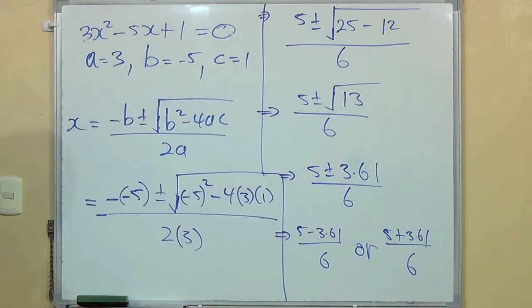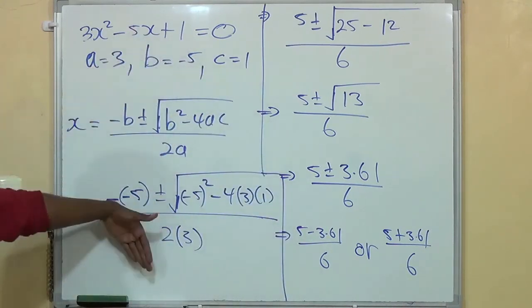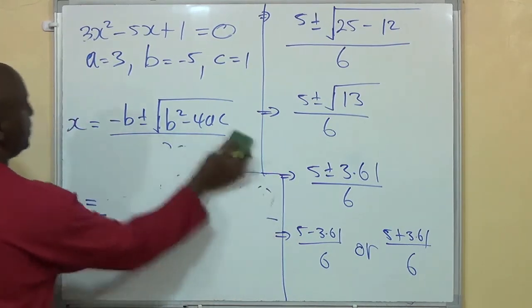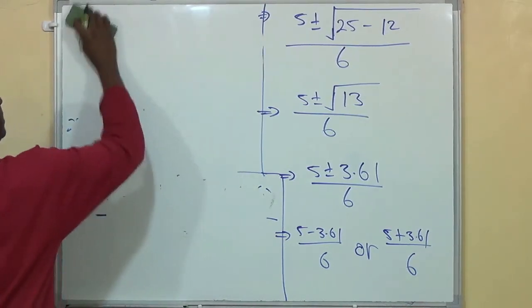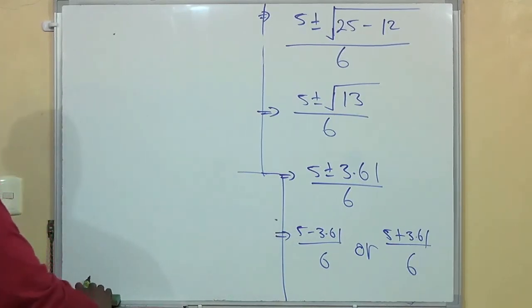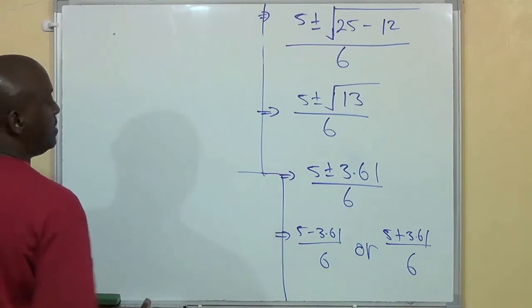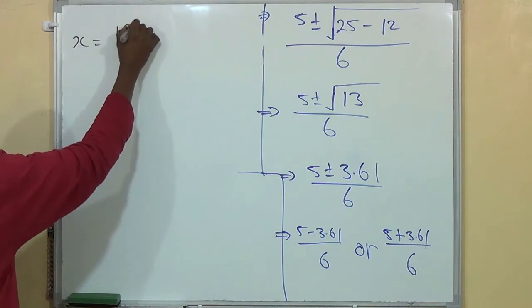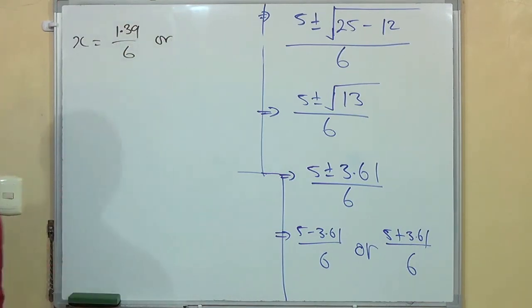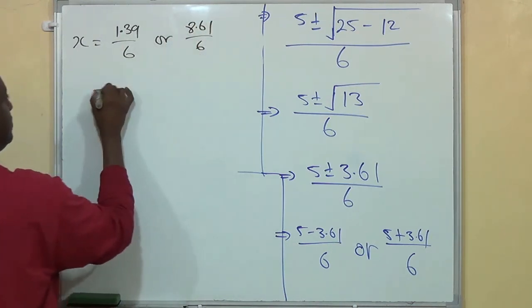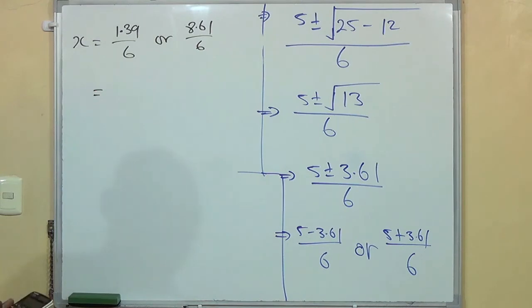So from here now we're going to go back and erase the side of the board, and that is where we will change the color of the ink. So coming up here now, remembering of course that you always have the ability to rewind and to pause and whatever, right? So 5 minus 3.61 is what? 1.39. So your x would therefore be 1.39 over 6, or 5 plus 3.61 is 8.61, 8.61 over 6.